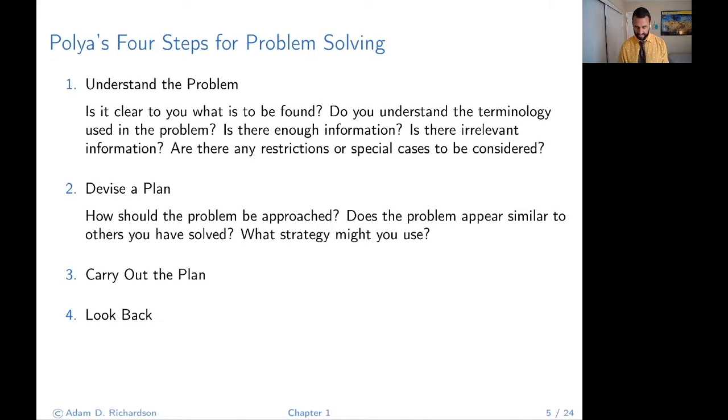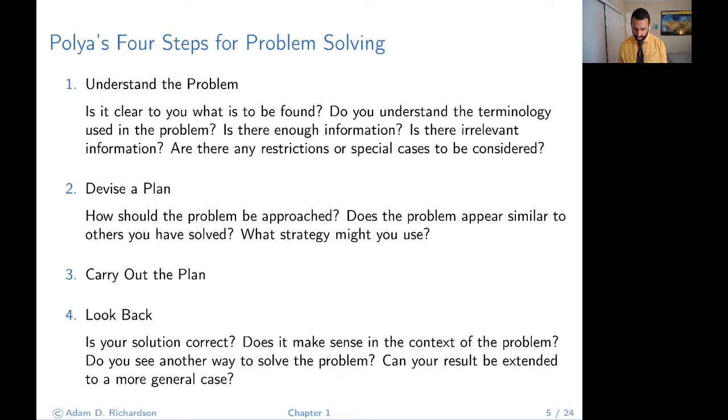But then there is step 4, which is possibly the most important step. It's when you look back. You look back, and when you look back, you're asking yourself, is your solution correct? And does it make sense in the context of the problem? This is a big one. A lot of times you'll be doing a math problem, grinding away at it, you're getting really tired, and you're getting there, you get an answer, your calculations are done, and you're like, oh, done, and you dust your hands off, and then you walk away.